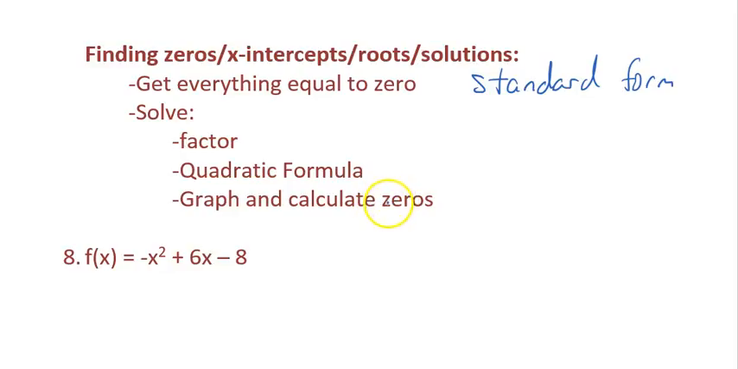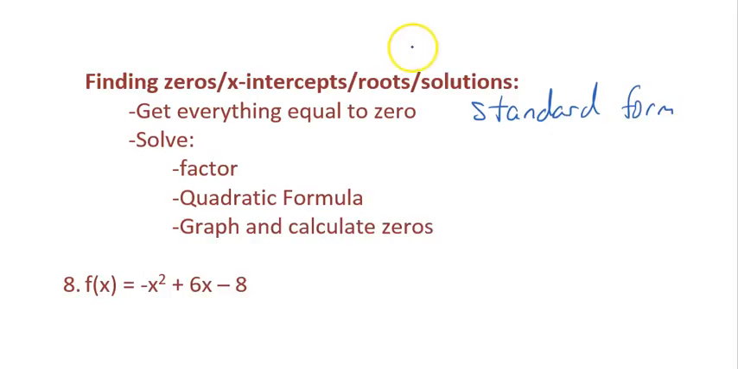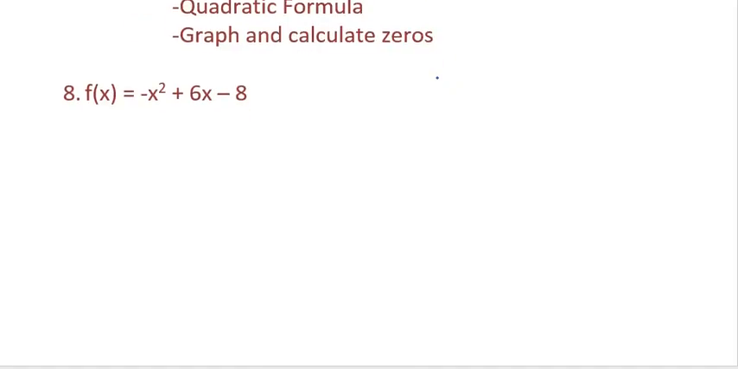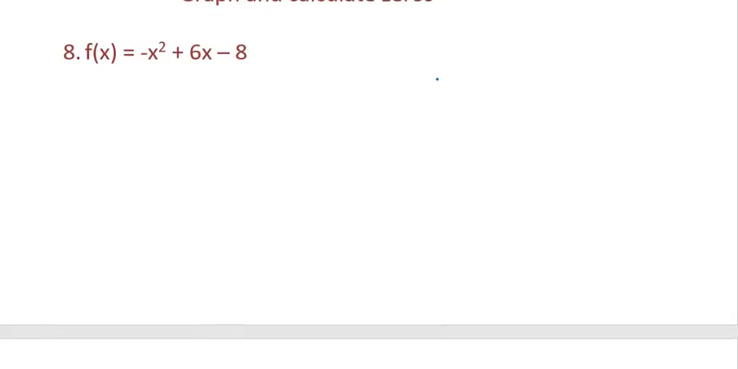However, if the parabola does not cross the x-axis, you would have to use the quadratic formula because that would mean the answers would have i's in them. So let's go down to number 8. We're going to find the zeros or solutions for it. And we already have everything on this side, so I'm going to set it equal to 0.